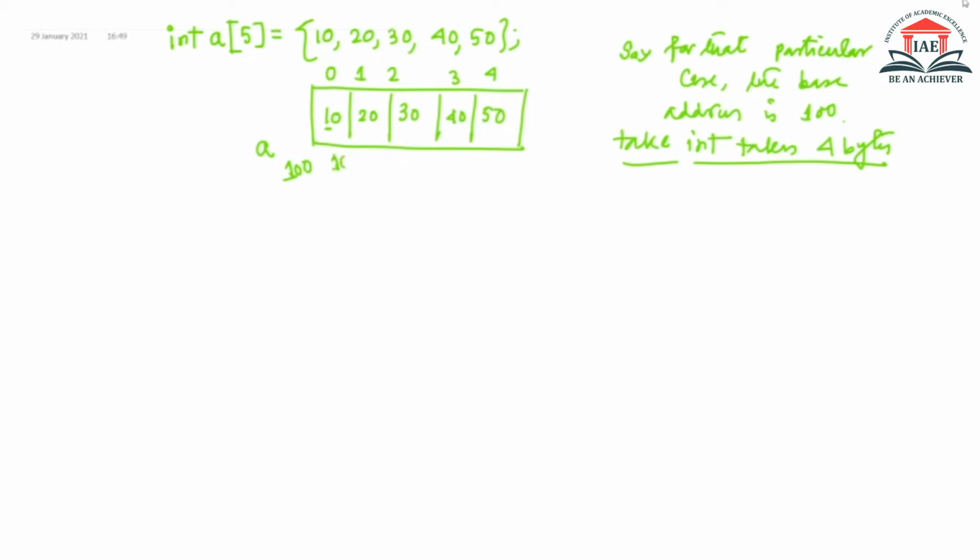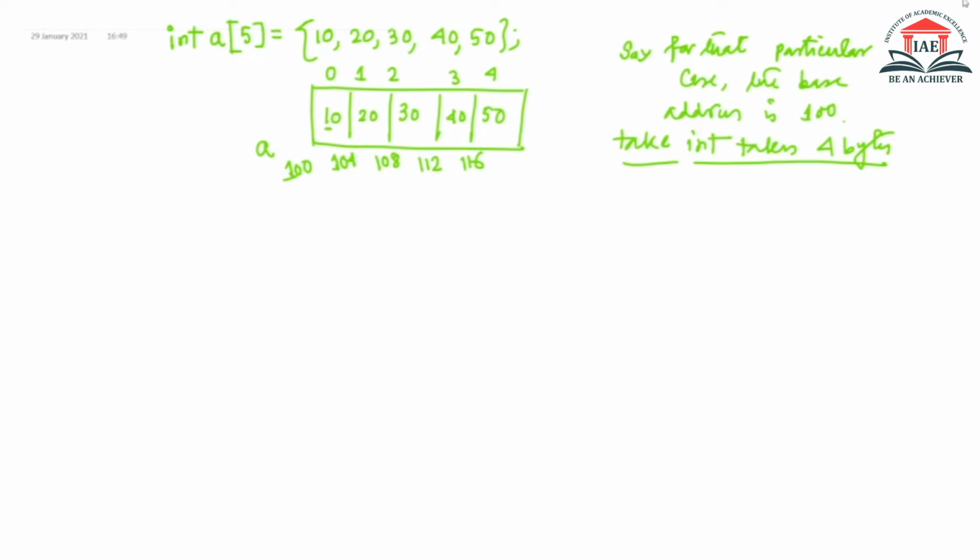So an integer will take 4 bytes. That means the next location is 104, the next location is 108, this is 112, and this is 116. Those are the corresponding addresses. These are contiguous memory locations. That means the elements are stored in contiguous memory locations: one element is stored at location 100, the next element at 104, the next at 108.